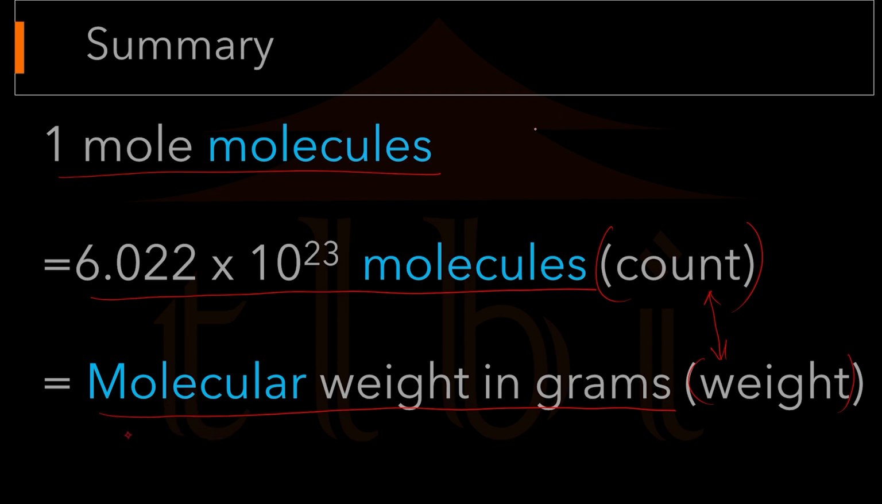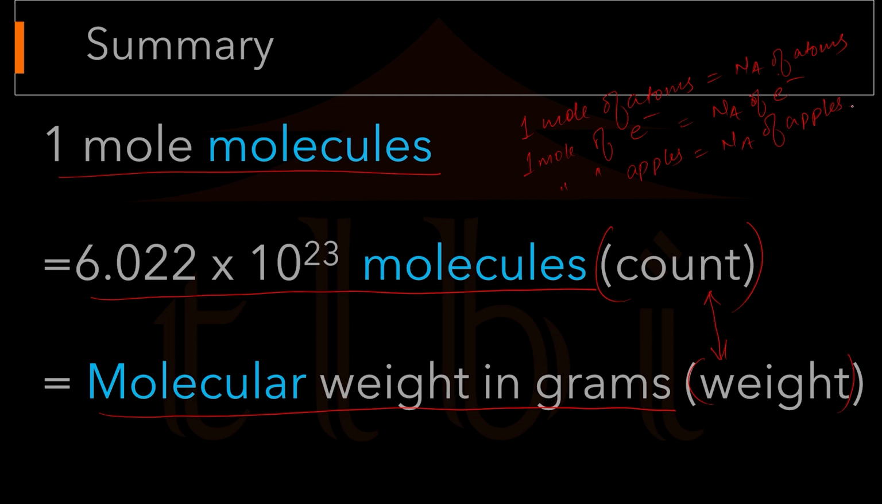And you can extend it to anything. You can have 1 mole of atoms, again NA number of atoms, right? You can have 1 mole of, let's say, electrons. That means NA number of electrons. 1 mole of apples. That means NA number of apples. There will be a lot of apples though.